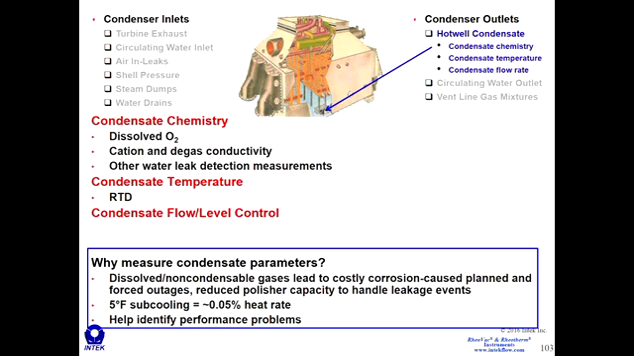Okay, so now we'll come back to air binding and non-condensables, but I want to talk about condensate chemistry. A good understanding of condensate chemistry can help you determine if poor performance is due to air leakage or not. It can also help you locate air leakage in the condenser. And so, according to HEI and ASME, these are the condensate chemistry measurements that should be monitored for a good condenser performance program: condensate dissolved oxygen, cation and degas conductivity, and some other measurements.